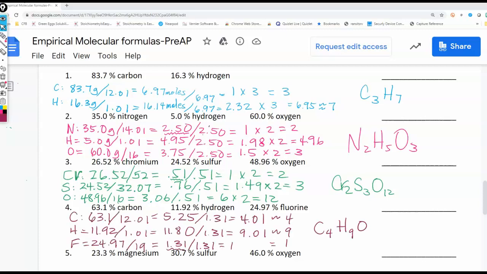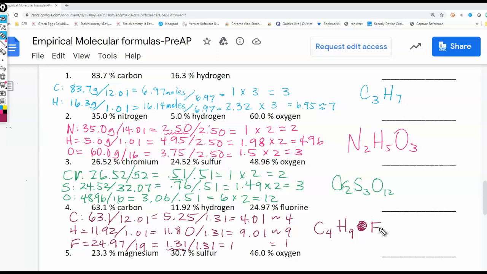Okay, so for our next calculation, we had 63 grams of carbon, which came out to 5.25 moles of carbon, 11.92 grams of hydrogen, which came out to 11.80 moles of hydrogen, and 24.97 grams of fluorine, which came out to 1.31 moles of fluorine. Our smallest number of moles was 1.31, so dividing by each of those, I end up with subscripts of 4, 9, and 1, so I have C4H9, and it shouldn't have been O. Whoops, my bad, everybody. That should have actually been an F. I did do the calculations right, I just didn't put the right species there on the end.